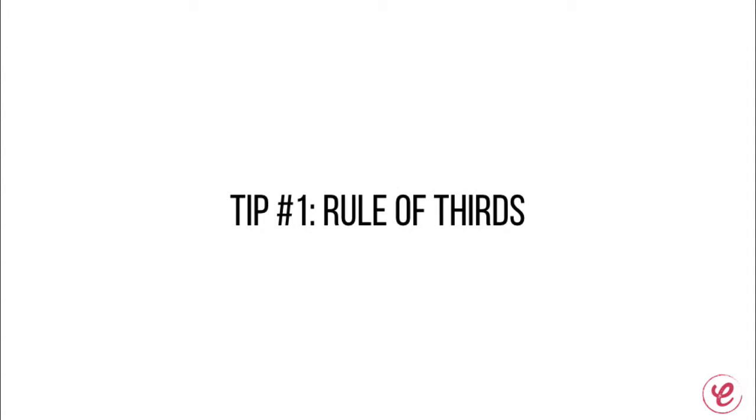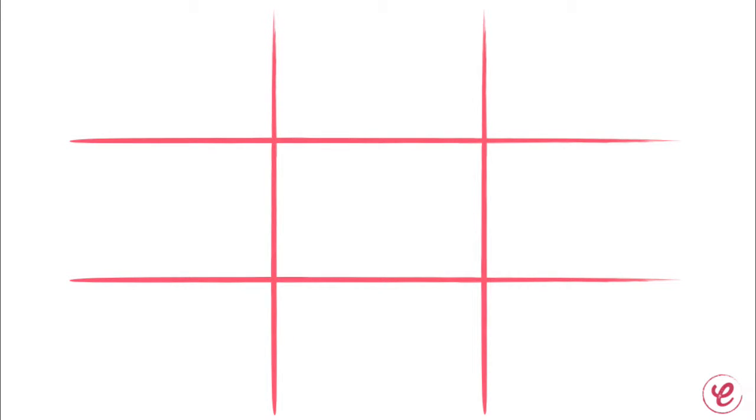Tip number 1, the rule of thirds. You've probably heard of this one before. It basically just divides your images into 9 parts, a grid of 9 sections that you can apply to your images in your head. But also in some of your camera settings, you can probably set it up so that when you look through the viewfinder or on your LCD screen on the back of your camera, you can actually see the grid already there.